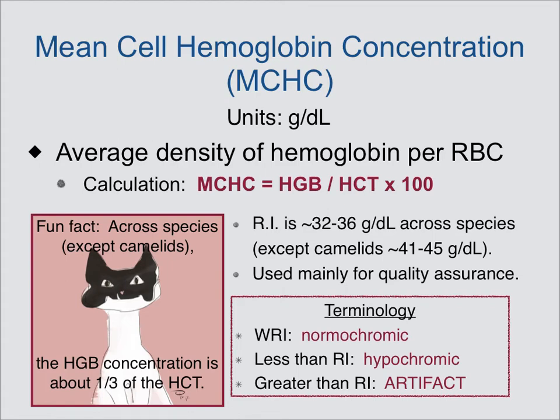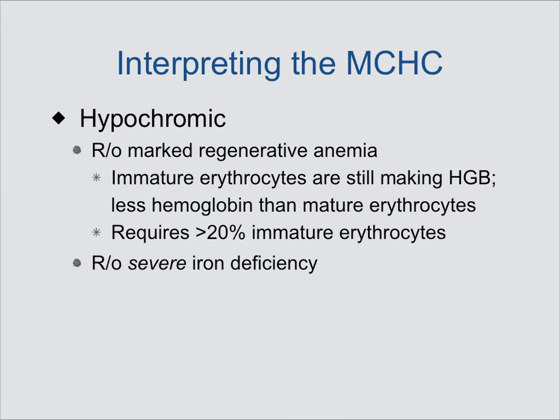The exception is our camelids. They have a higher concentration of hemoglobin per erythrocyte, and they tend to hover in the 41 to 45 grams per dL range. As for terminology, when the MCHC is within the reference interval, we call it normochromic. When it is less than the reference interval, it's called hypochromic. And when it's greater than the reference interval, it's called artifact. Remember, there are only so many seats for hemoglobin on the red cell bus, so anytime there's an increase, it's artifact.